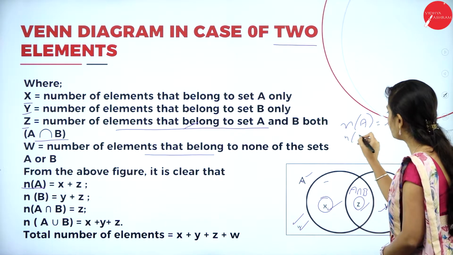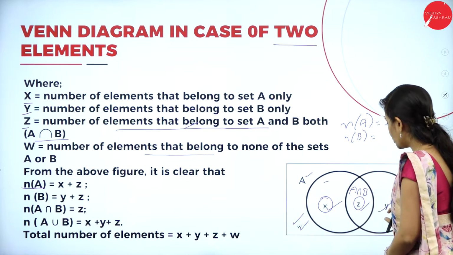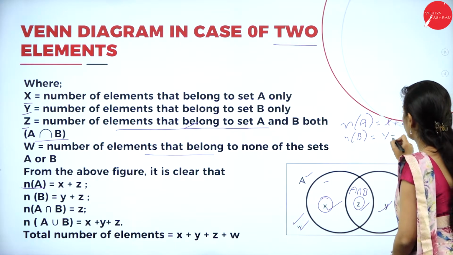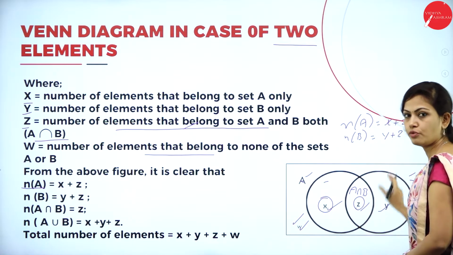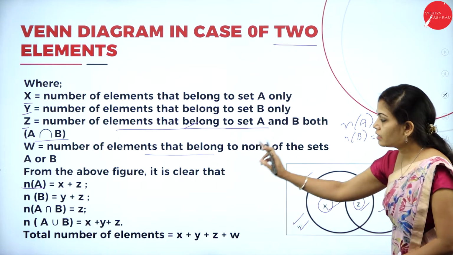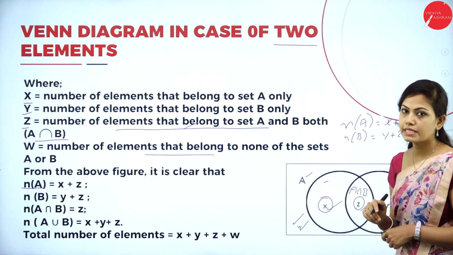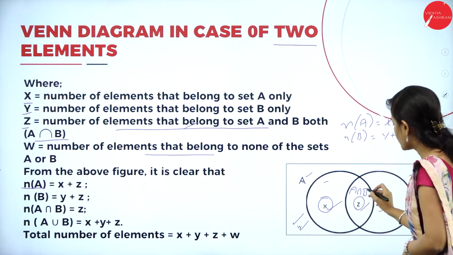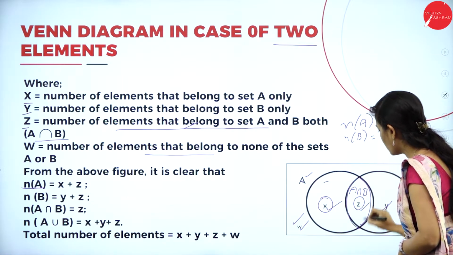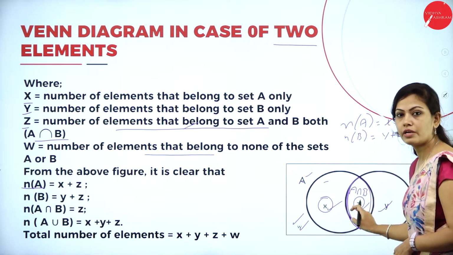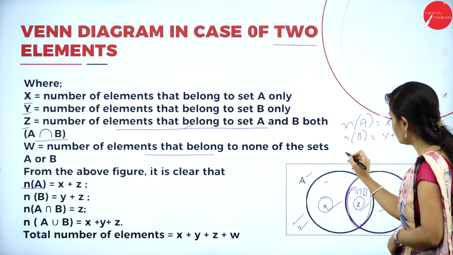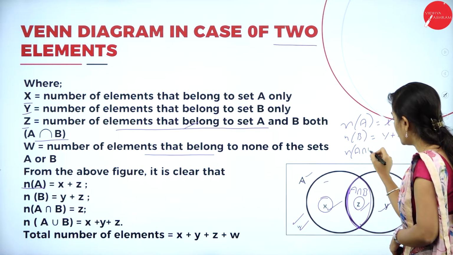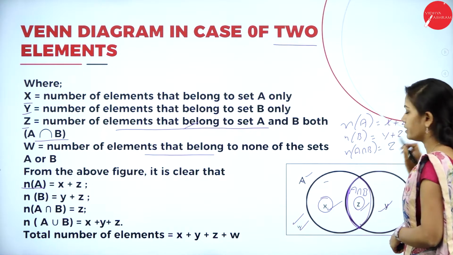And what is N of B? N of B is equal to Y plus Z. N of B is equal to Y plus Z. Clear? And what is N of A intersection B? N of A intersection B means it is the overlapping common region called Z. N of A intersection B is equal to Z.